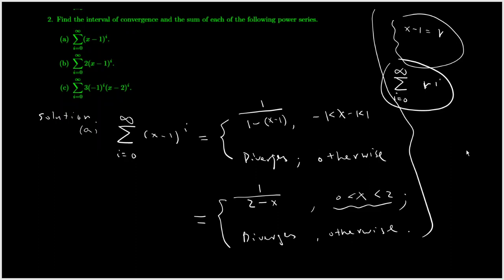We are also looking for the interval of convergence, right? So the interval of convergence is the open interval from 0 to 2. You just write the inequality form using the interval notation, from 0 to 2. All right, that's how we do question B.